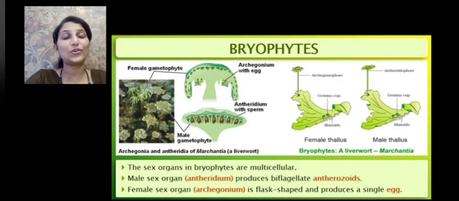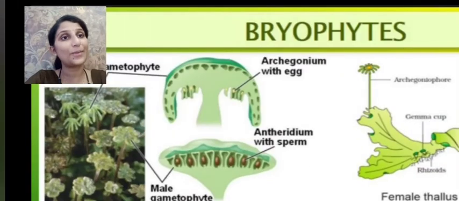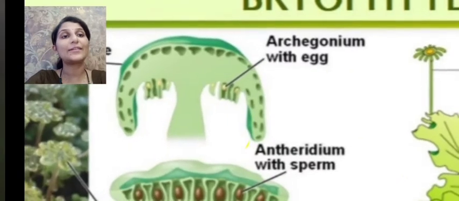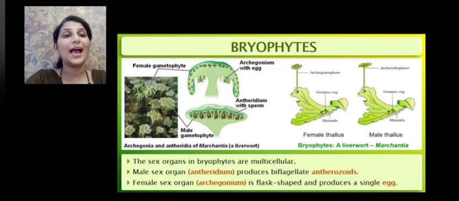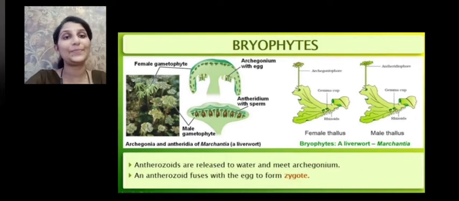And the female sex organ is called archegonia, or archegonium. At the base of the umbrella-like structure, we can see the archegonium, which is a flask-like structure, and it produces a single egg. So the antheridium is the male sex organ which produces the antherozoids, and the archegonium is the female sex organ which is flask-shaped and produces a single egg.